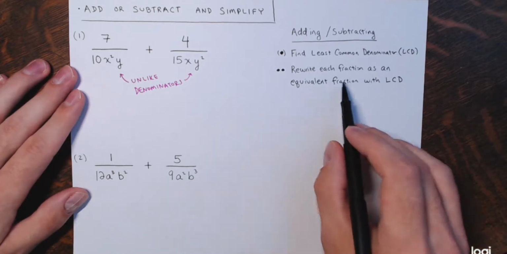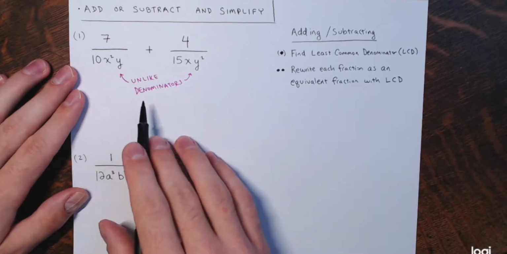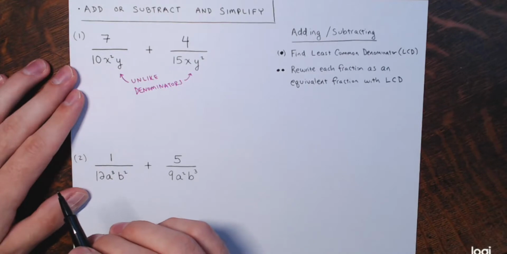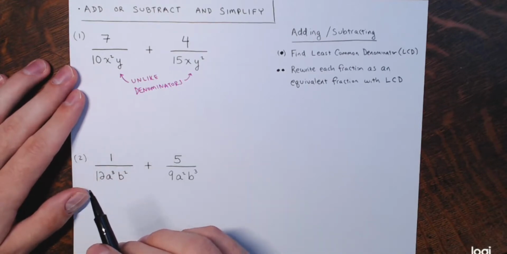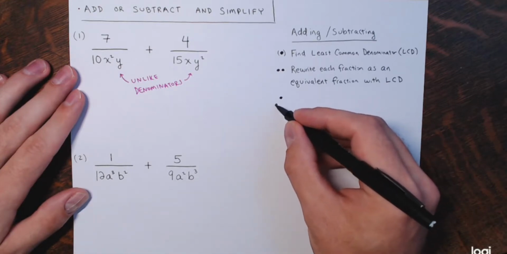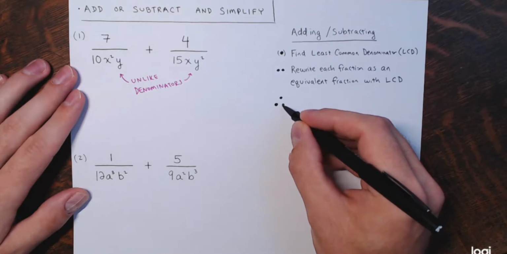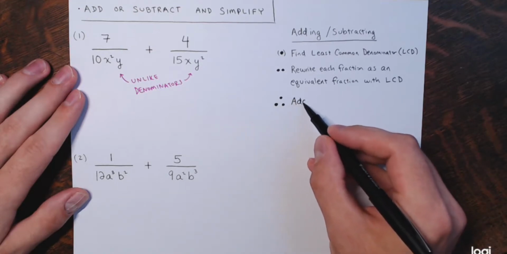And then after this second step, you should have two fractions with like denominators, the same denominator, both of them having the LCD as the denominator. So then the final two steps here. Third step is then actually add or subtract.